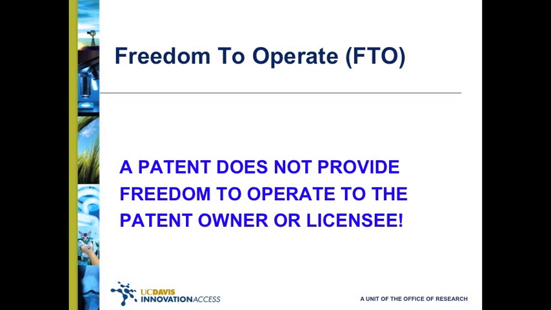This is a term that's constantly used, and it's presumed by many that a patent, once issued, provides freedom to operate for the owner of that patent to use the invention. It's important to understand that a patent does not provide freedom to operate to the patent owner or to a licensee. What it provides is a time to exclude others. That time limit may be as much as 20 years.